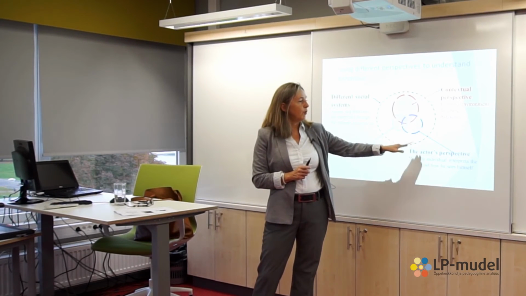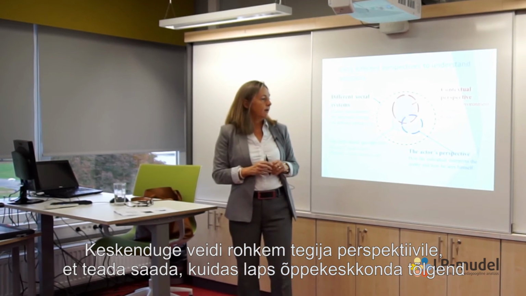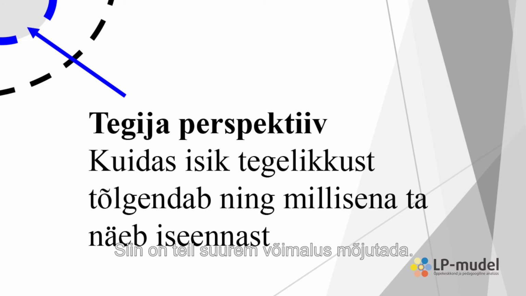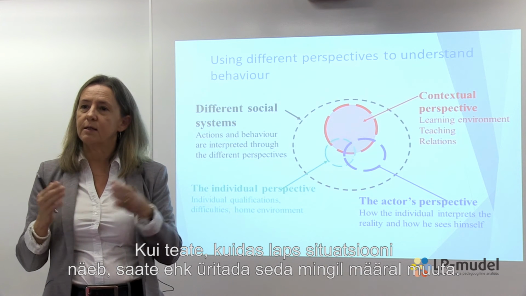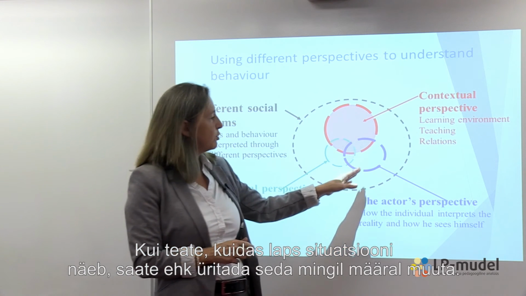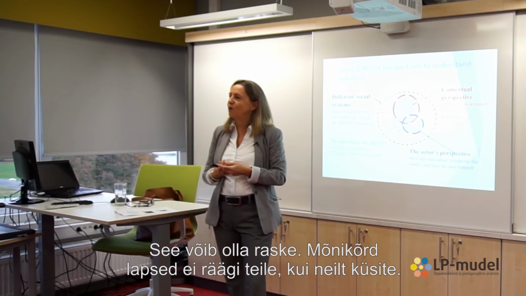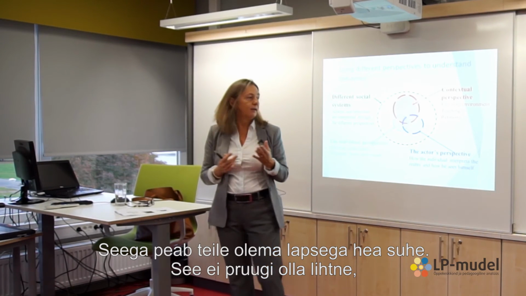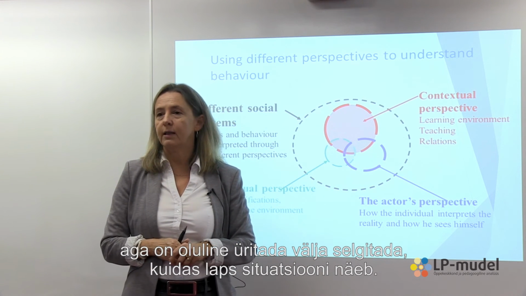And focus a bit more on the actor's perspective to find out how the child interprets his learning environment, because here you have a bigger possibility to influence. If you know how the child sees the situation, then maybe you could try to change some of it. But it can be difficult to get sometimes; if you ask children, they won't tell you. So you need to have a good relation to the child, and it can be difficult, but it's important to try to find out what the child thinks about this situation.